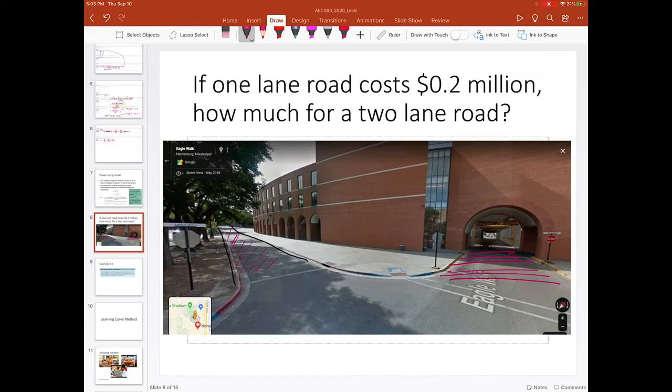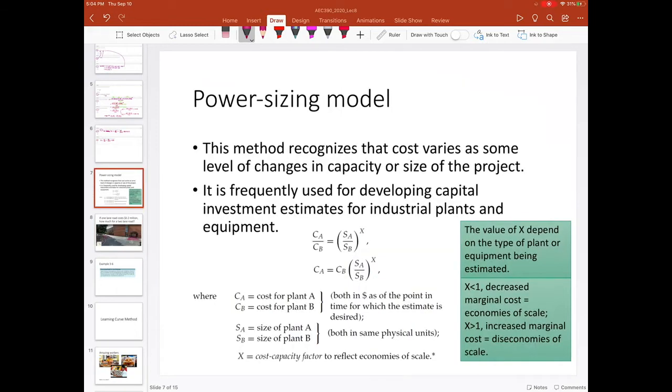You know what I mean? Because some part of the 2 lane pavement stays the same as the 1 lane pavement. That's why you have the economy of scale. Okay, so sometimes the more you construct, the total cost or average cost will go down. And that's a phenomenon involved in this power sizing model. All right, so let's go back to this equation.